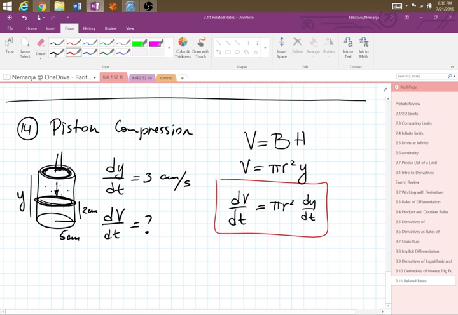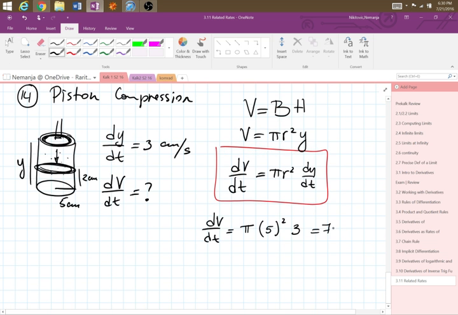I have everything that I need to compute this. So the change in volume dV/dt is going to be pi, and then the radius is 5, so 5 squared, and the speed at which it happens is 3. So 75 pi centimeters cubed per second. Change in volume, so you have to have volume units divided by the time units.